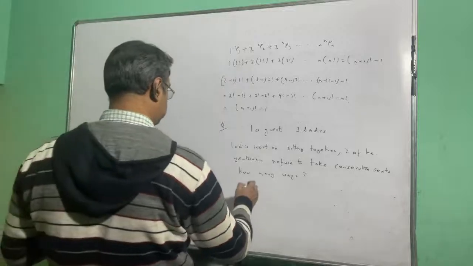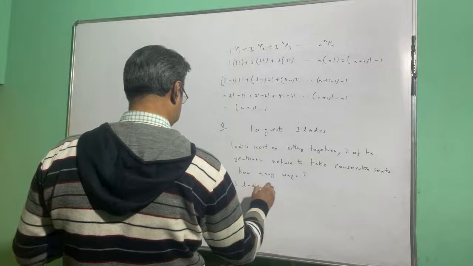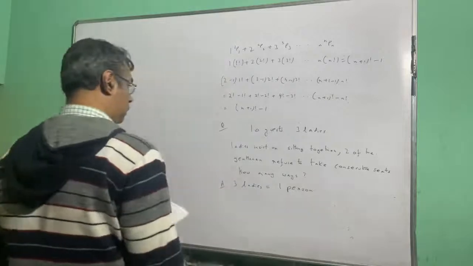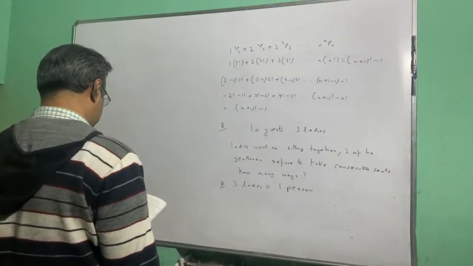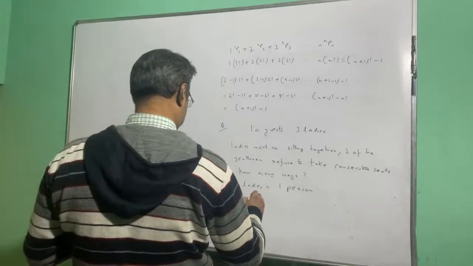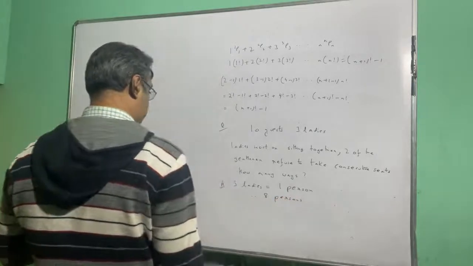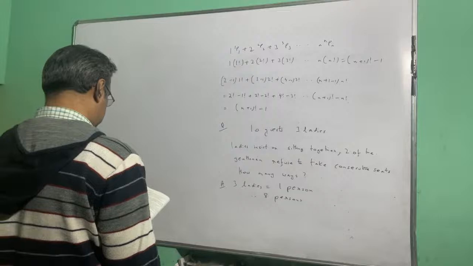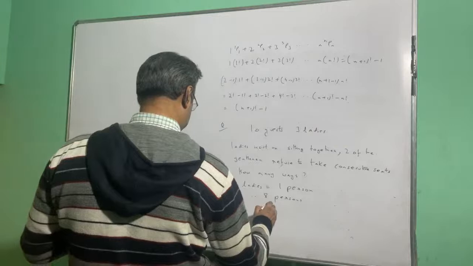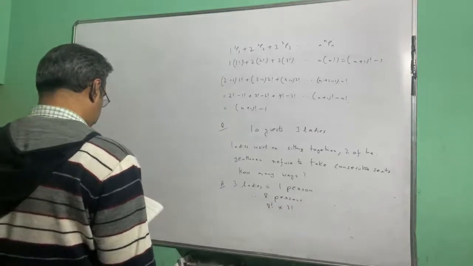So for example here, you consider the 3 ladies as one person. So if the 3 ladies are one person, then there are a total of 8 persons. So the answer will be 8 factorial into 3 factorial.